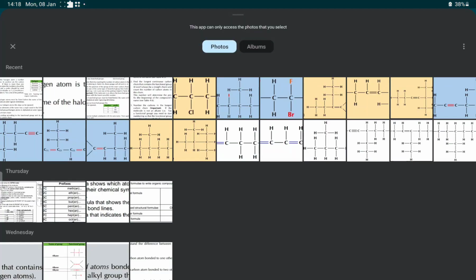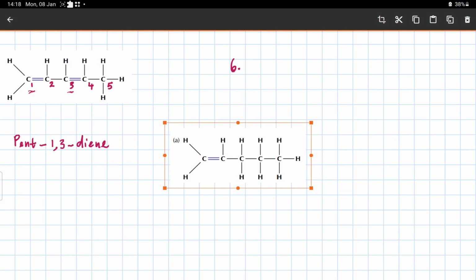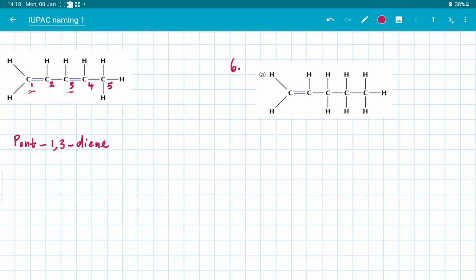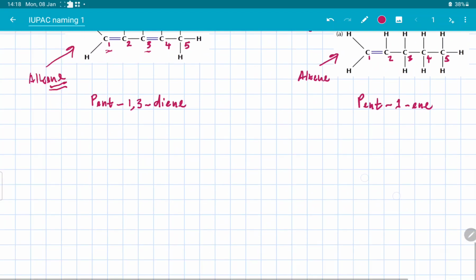Example 6, 1, 2, 3, 4, 5, 6. Okay, I think you might have done this one. This one, double bond, alkene again. Alkene, one double bond. Where? At the first carbon. 2, 3, 4, 5. So that makes this one pent again. Where is the double bond? 1. Pent-1-ene. Very easy.